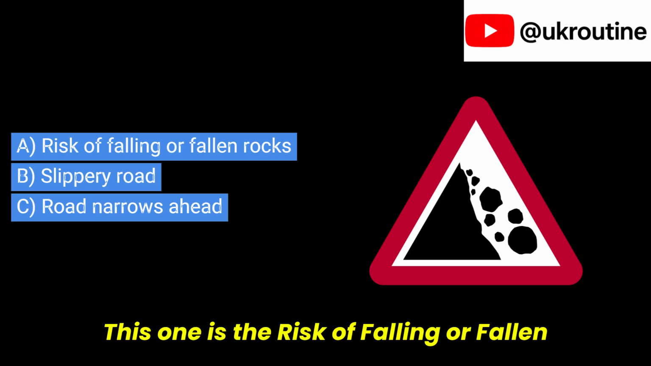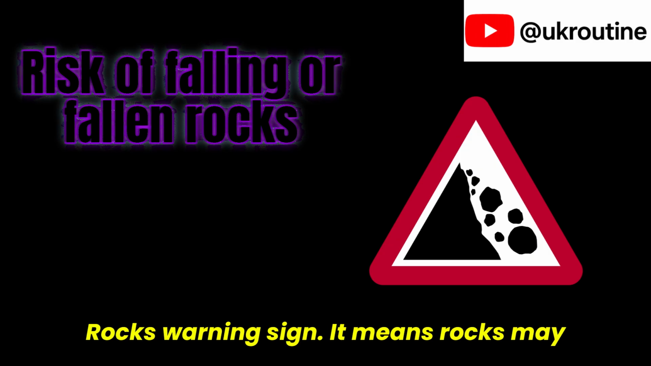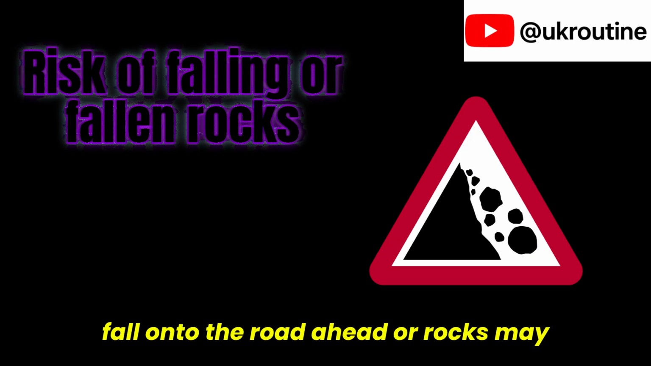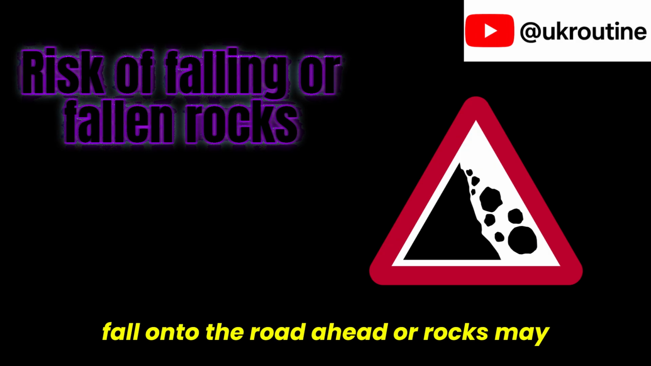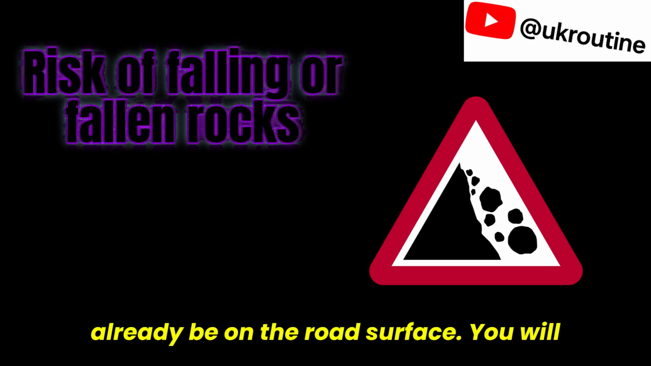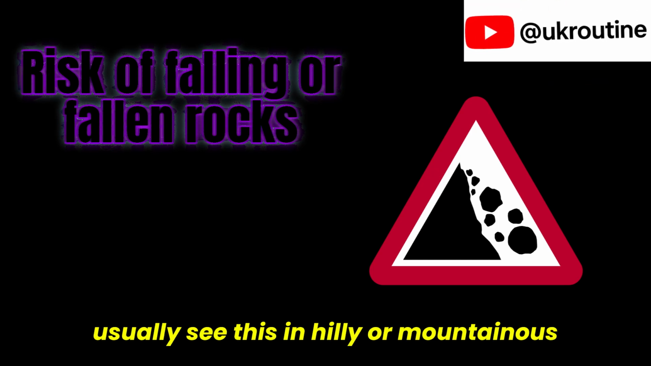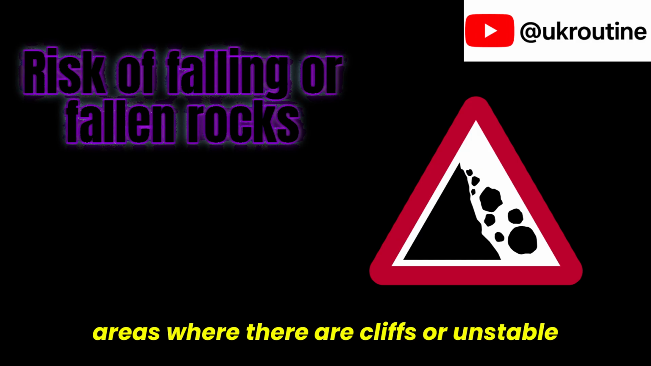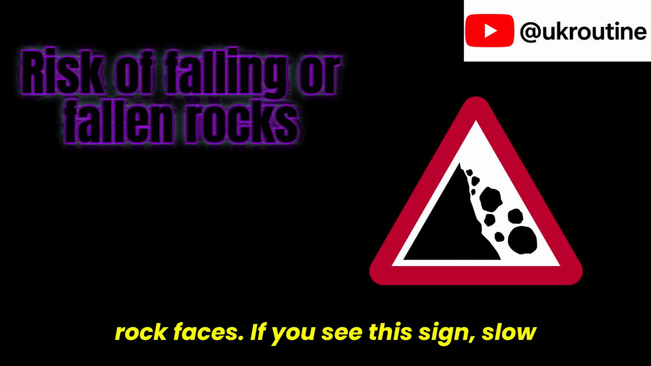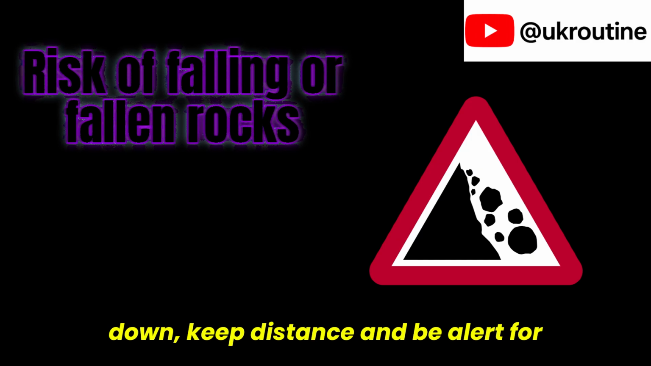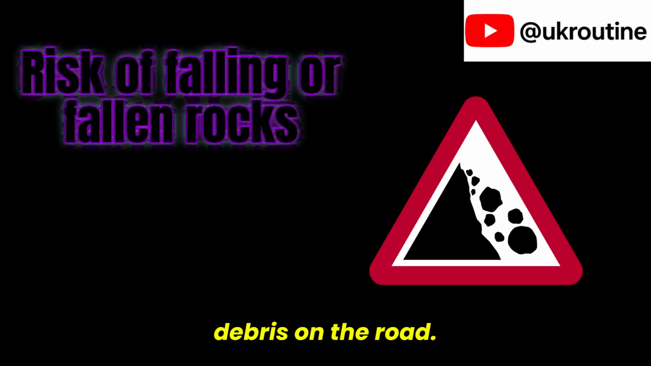This one is the risk of falling or fallen rocks warning sign. It means rocks may fall onto the road ahead, or rocks may already be on the road surface. You will usually see this in hilly or mountainous areas where there are cliffs or unstable rock faces. If you see this sign, slow down, keep distance, and be alert for debris on the road.